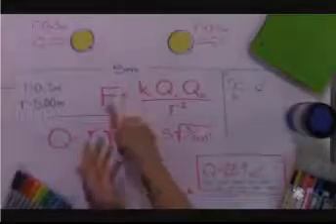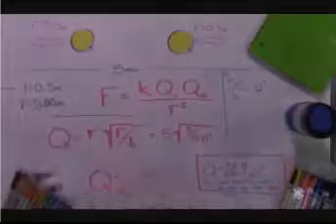All right, here's what we need to find. We need to find the magnitude of those charges, and then what can we conclude about the sign of those charges? All right, so here's how it works. We were given the force, and we were given the distance between those two charges.